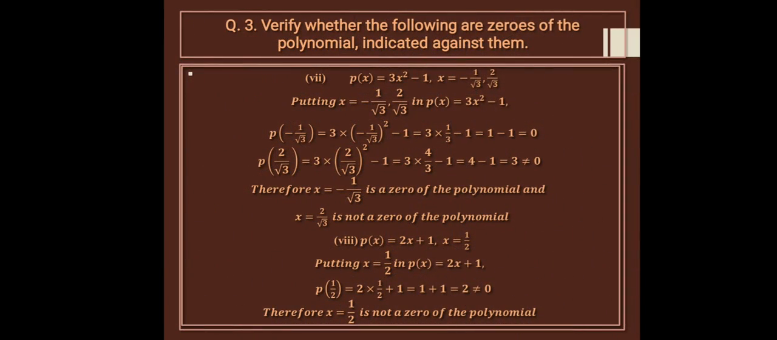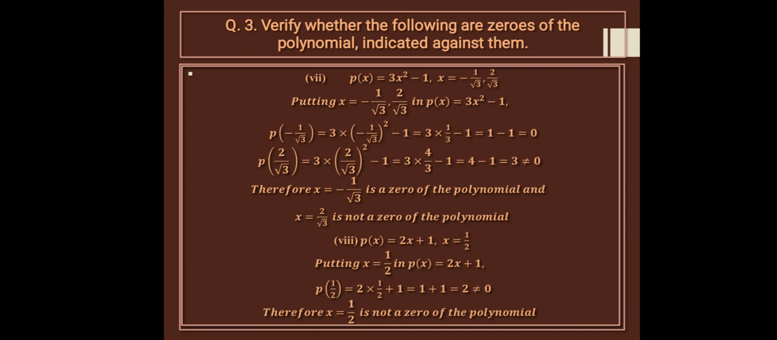Similar to this, in the 7th and 8th also, you need to put here the value of x as minus 1 upon under root 3 and then 2 upon under root 3. In the first case, when we put the value of minus 1 upon under root 3, the square of this is minus into minus plus 1 upon under root 3. Under root 3 is the half power. Half power you are multiplying by 2, it means that is 1. So equal to 1 upon 3. So it is 1 minus 1 is 0. So it is a zero of the polynomial.